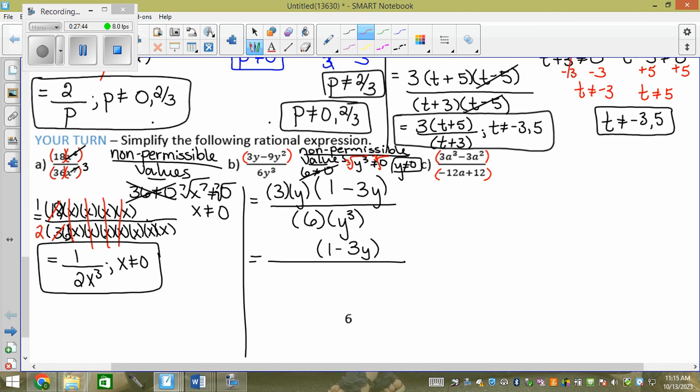Can something cancel out of there? Yes? What? Okay, take out a y and a y cubed. No, just a y. Just a y. So I'm left with y squared in the bottom, in the denominator. What about the 3 and the 6? What can I take out? 3. 3 divided by 3 is? 1. 6 divided by 3 is? 2. And then y can't equal 0.